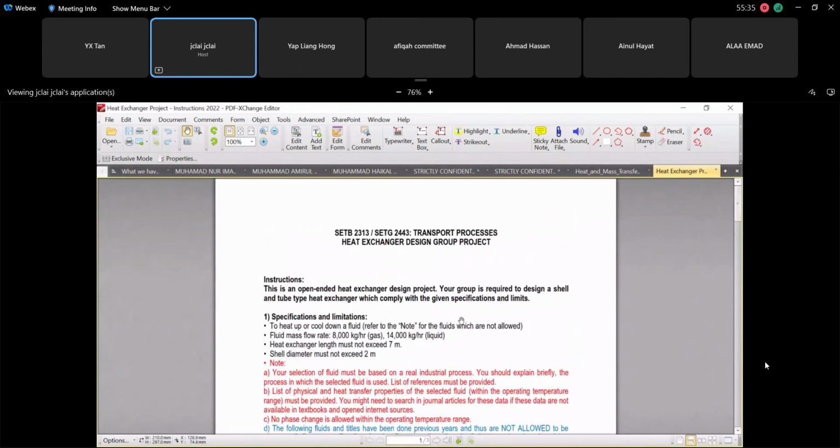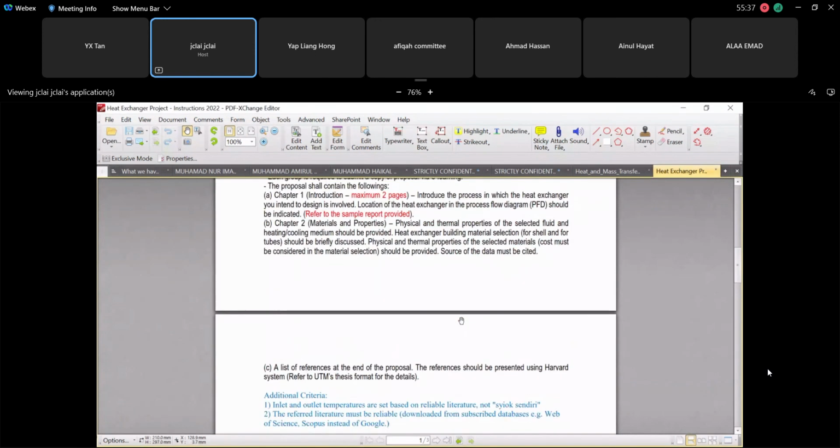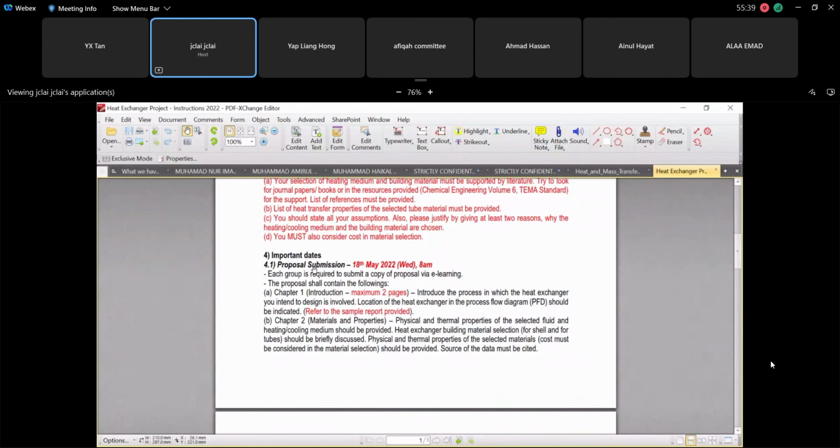Okay, some important dates: you need to submit a proposal by 18th of May. One week from now, you need to submit a proposal. What kind of heat exchanger do you want to design? Go through this.